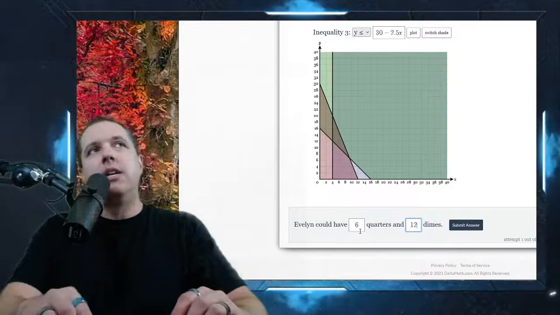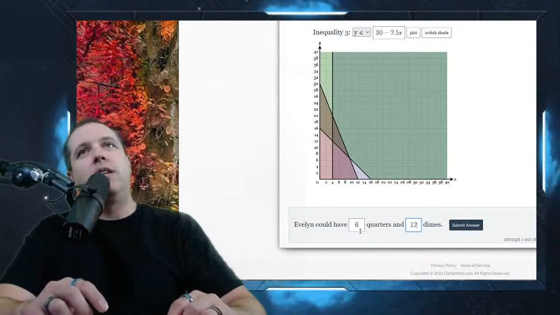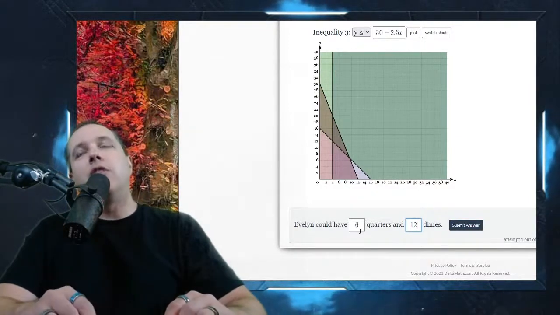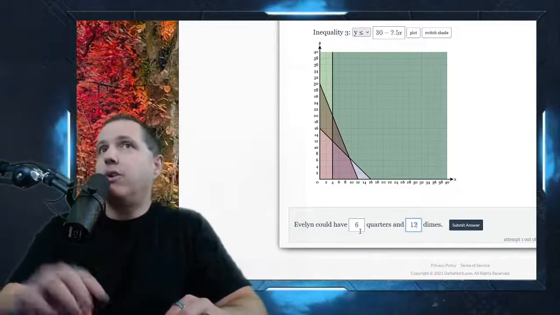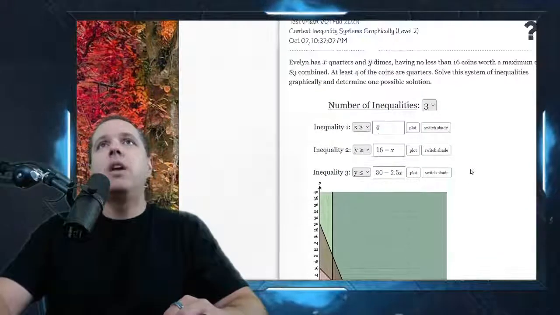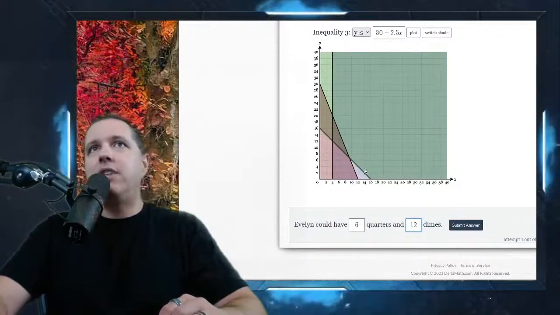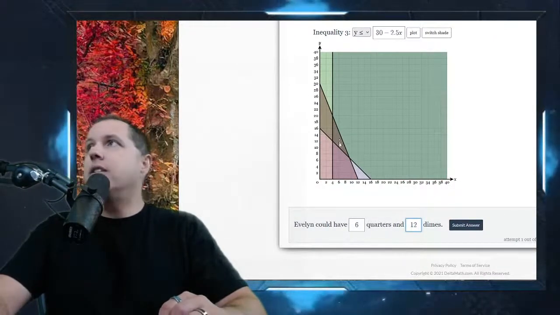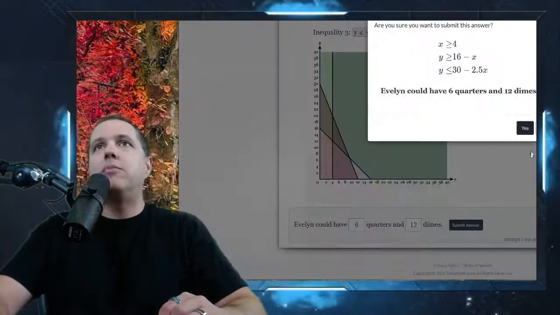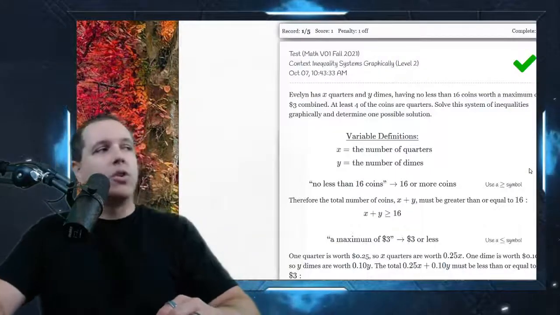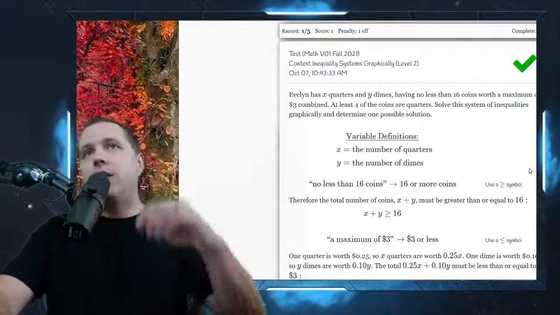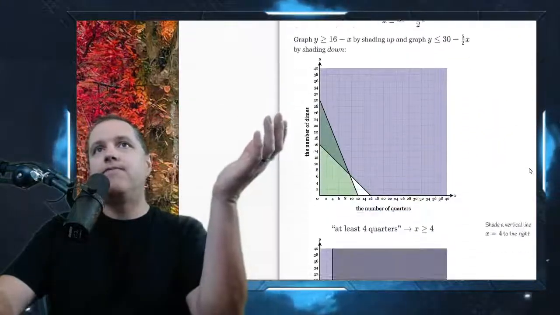So what would this be? 6 quarters would give us $1.50. 12 dimes would give us $1.20. Add those together, that's less than $3. Good. And she has at least 4 quarters. Yep, looks like it satisfies everything, right? And you can pick other points in there that will satisfy it as well. So I hit submit, and we're good to go. Okay, we get our solution there. See how that works?